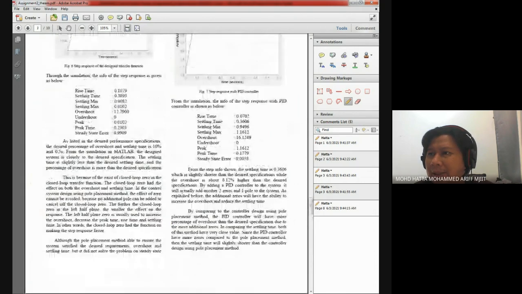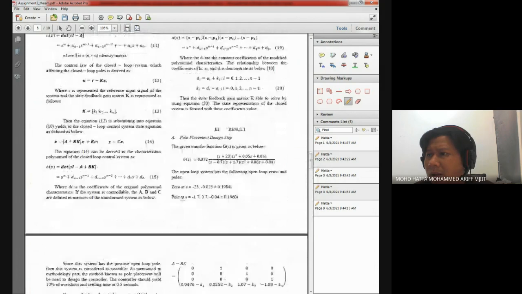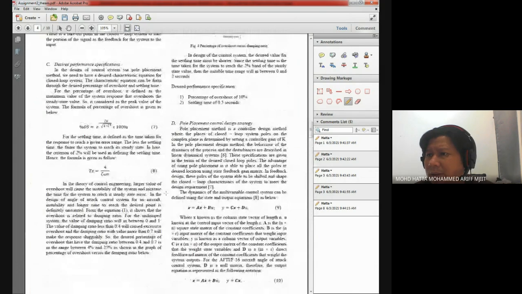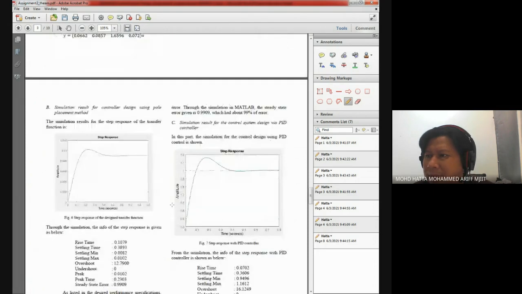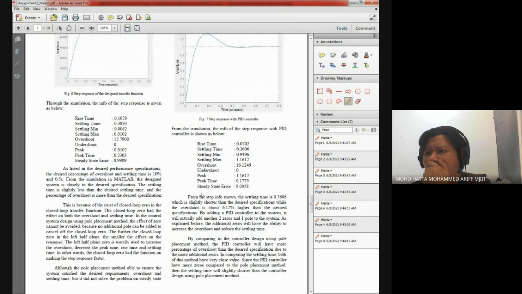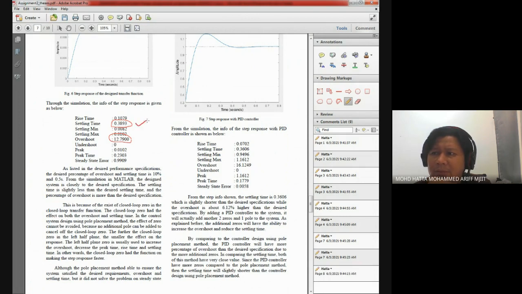Meaning that, okay, let's say, where did they set their, okay, here the criterion of 2% will be used. The criteria of overshoot, desired performance specification, they need a 10% of overshoot and settling time about 0.5 seconds. If you look at the result they presented to me, the overshoot is 12.79 or 12.8, and settling time 0.3. Here, I would say that this criterion has been met. However, this is not being achieved.